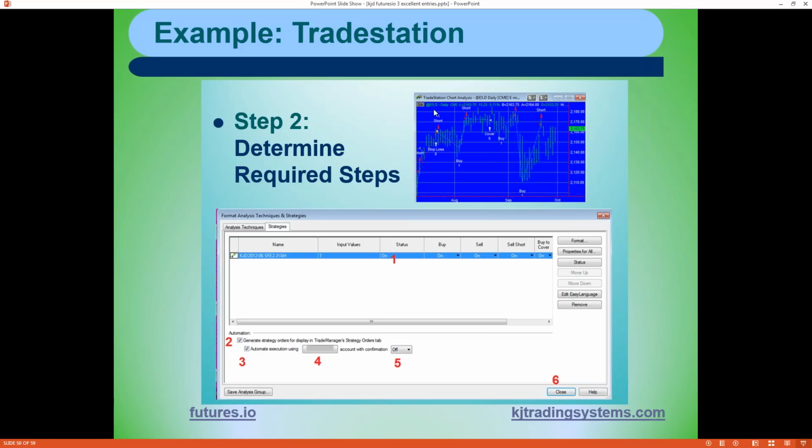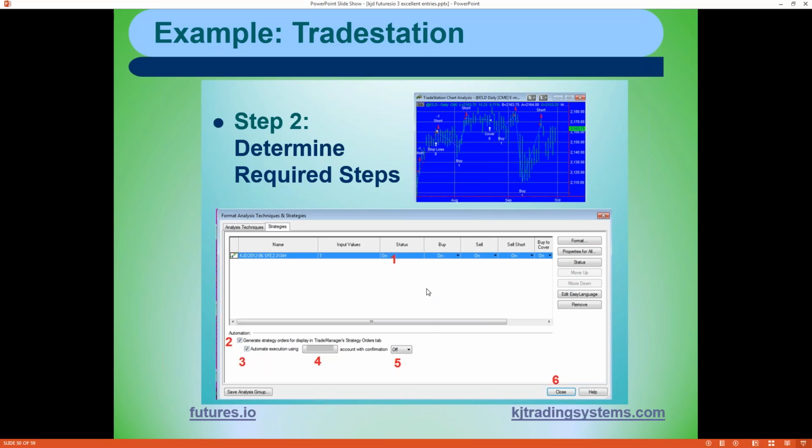So, just an example of TradeStation. I have a chart with the strategy running. I've already created my strategy. I feel confident in it, and I just want to automate it. It's basically a 6-step process in one window. I turn the status on for the strategy to run it. I say generate orders, automate execution. I put my account number in for block number 4. I turn confirmation on or off in number 5. I hit close, number 6. I'm automated. I'm running.